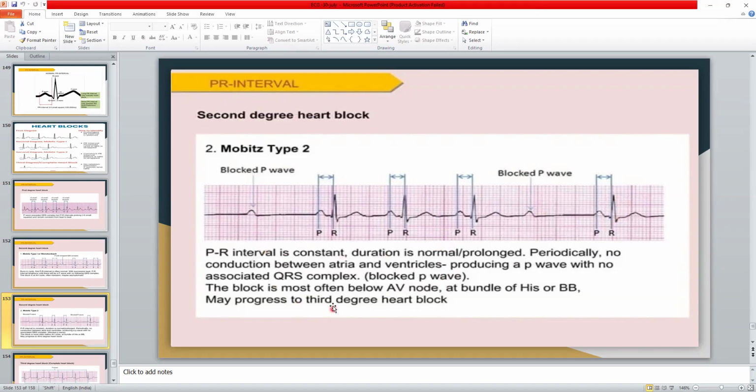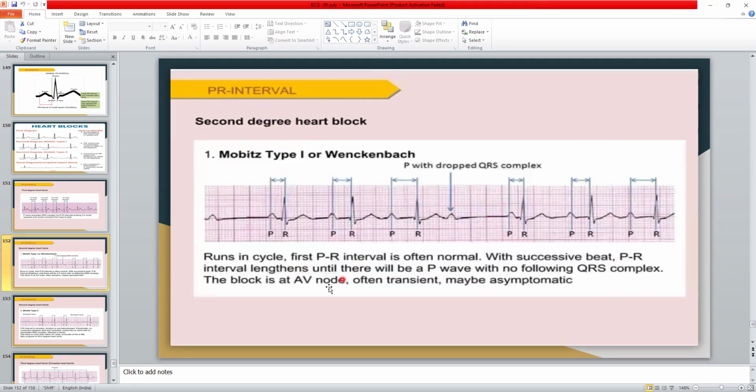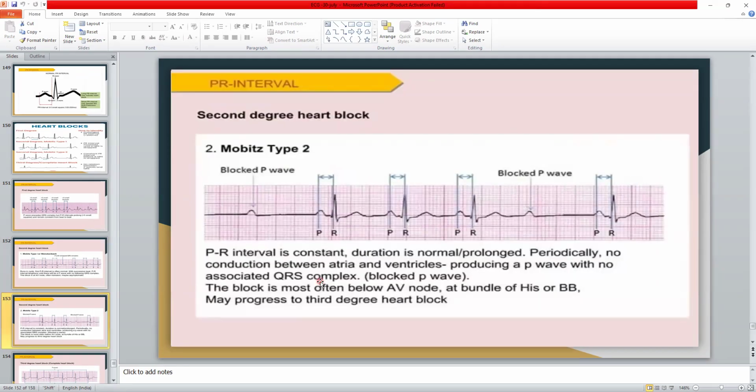This block is often below the AV node. Mobitz type 1 is at the AV node, whereas Mobitz type 2 is below the AV node. It could be at the bundle of His or the bundle branches. That is, it could be the right bundle branch or left bundle branch. Most of the time, this Mobitz type 2 progresses to the third degree block.